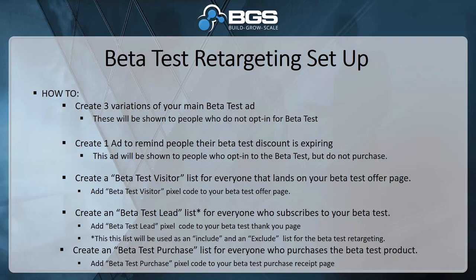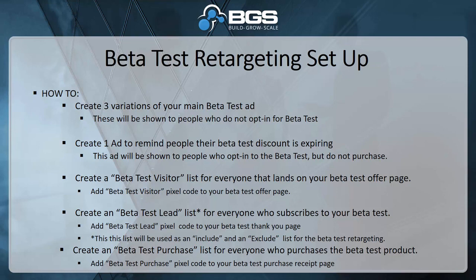So then we're going to create a beta test visitor list for everybody that lands on the beta test offer page, the squeeze page. We want to add the code to that page. Then we're going to create a beta test lead list for everybody who subscribes to your beta test. Now, when you add this beta test lead list to your thank you page, this list is going to be used in 2 different campaigns. In the first campaign, it's used as an exclude list, and then in the second campaign, it's going to be used as an include list. This will make sense once we get to the visuals, okay, I promise.